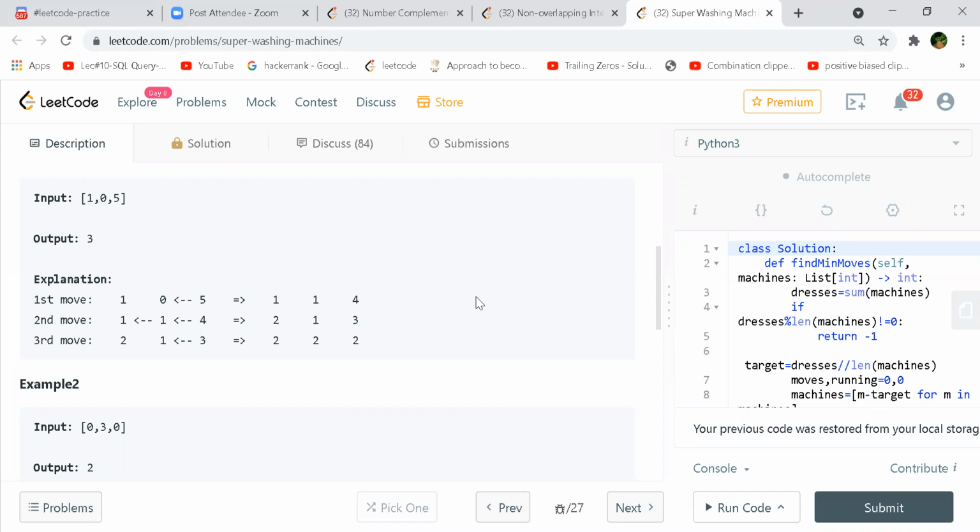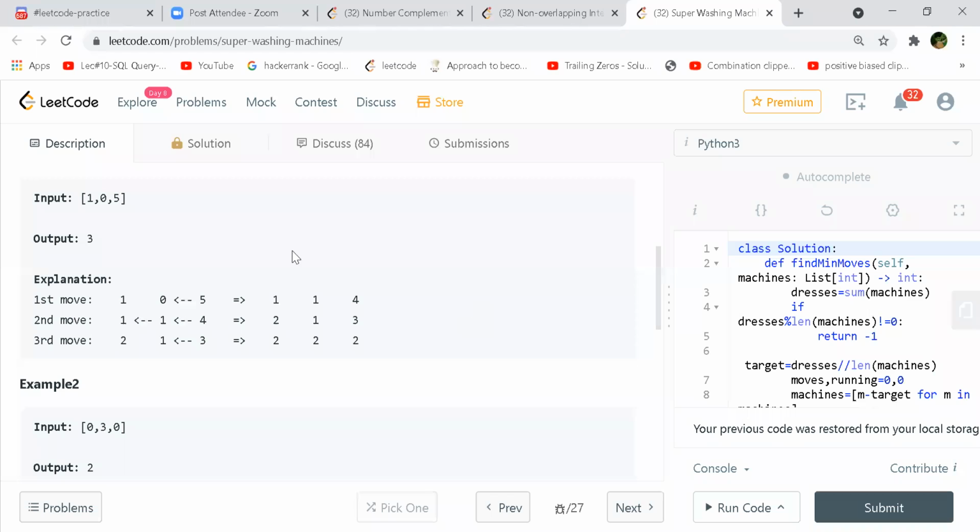And brute force would be like you take all the numbers and add them and divide by the size of the array. So you'll get some value, right? That should be the target value. Each place of the array should reach that point. And if we don't reach it, keep on shuffling the dresses depending on the requirement.